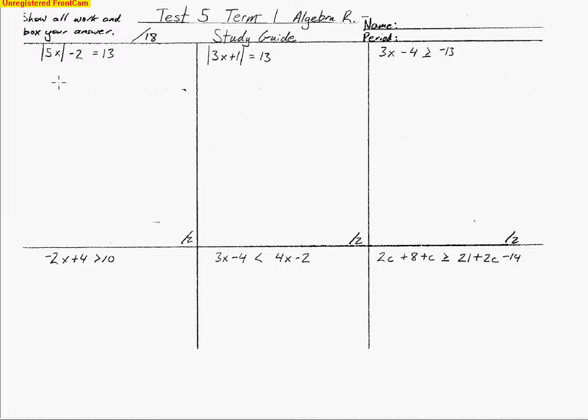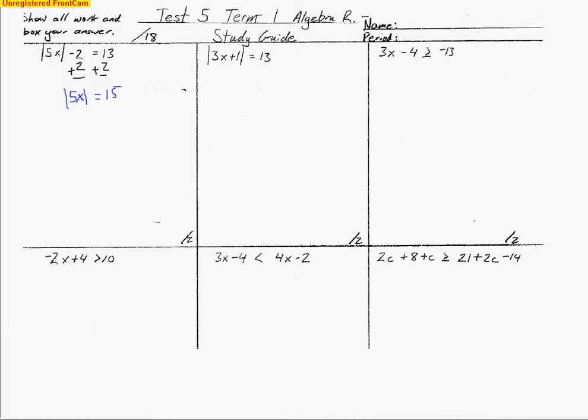And so the first problem that you're going to end up seeing is a problem that involves absolute value. Notice that we have the absolute value bars just around the 5 and the x. So the first thing I'm going to want to do is isolate that. I'm going to end up adding 2 to both sides. You always isolate that absolute value. And so now we've got it isolated: 5x inside the absolute value bars equals 15.